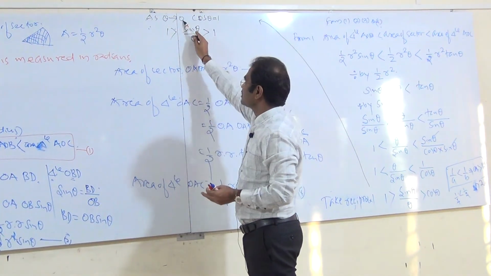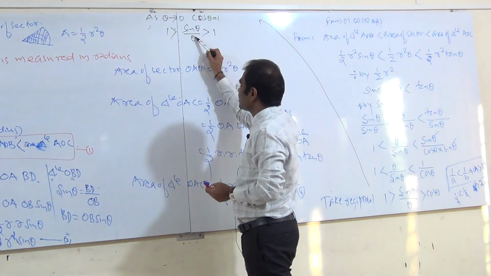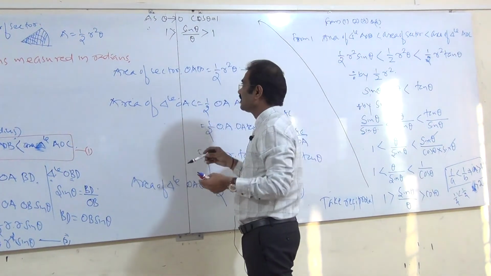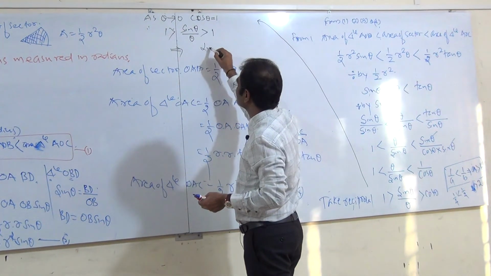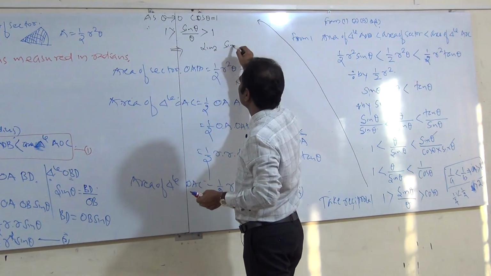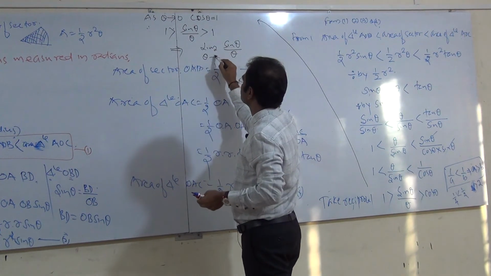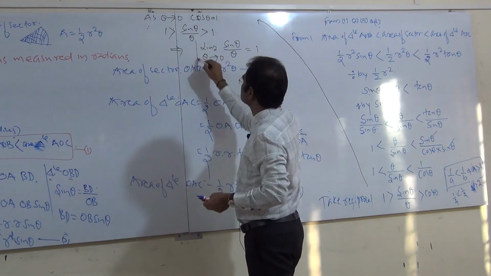Here, as theta tends to 0, the answer is less than 1 or greater than 1. It can be slightly greater than 1 or slightly less than 1. It means that in the language of calculus we write this as the limit of sin theta by theta as theta tends to 0 is equal to 1. Hence this is the answer.